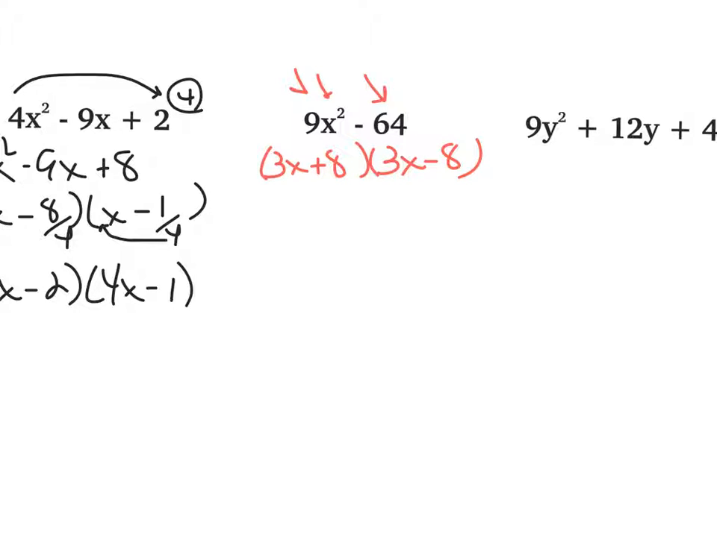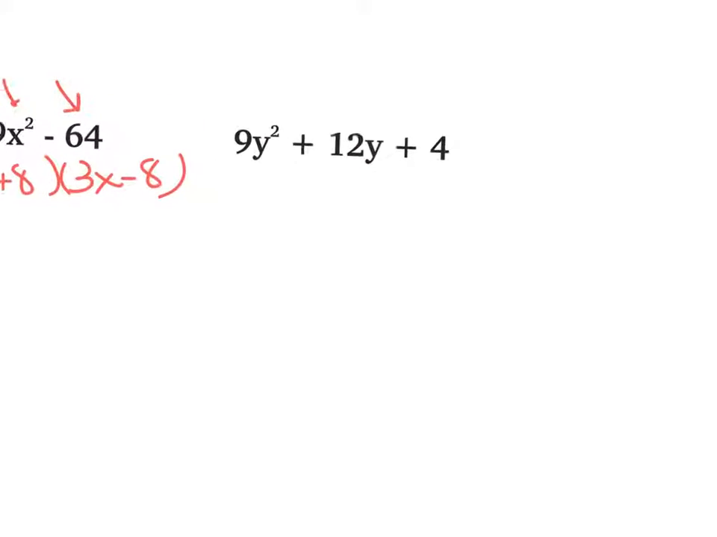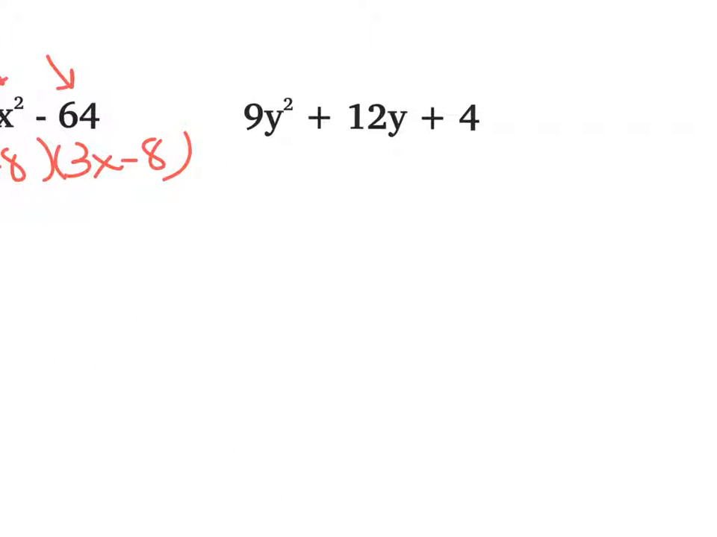3x plus 8, 3x minus 8, just like yesterday, except the number in the front. And one more here, 9y squared. Now this one, it's your choice. If you want to try this, I showed you this yesterday.